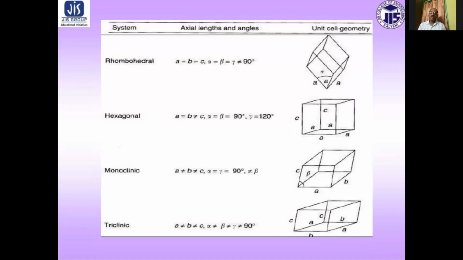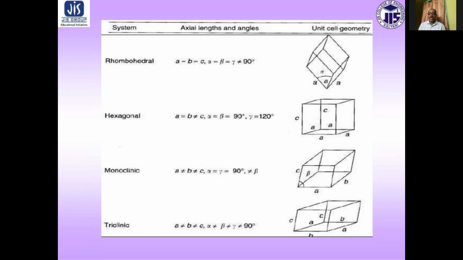Now next is rhombohedral structure. In rhombohedral structure, three equal axes are equally inclined. That is, here the lattice axes A equal to B equal to C, and they are equally inclined. That means alpha, beta and gamma are not equal to 90 degrees.